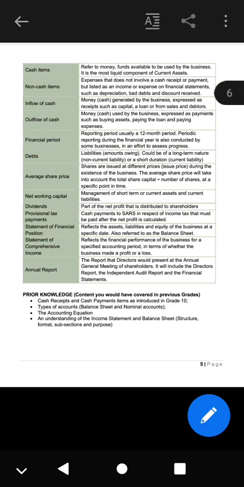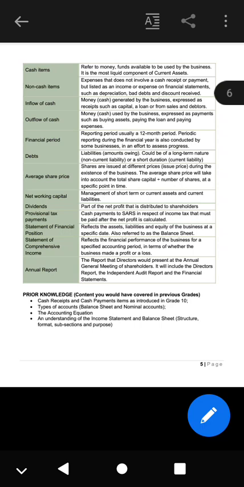Financial period, okay, reporting period, usually a 12-month period. Periodic reporting during the financial year is also conducted by some businesses in an effort to assess progress. A financial year that we'll be looking at in grade 12 anyway is actually 12 months. What are debts? Debts are liabilities, amounts owing, could be of long-term nature, non-current liability, or short-term current liability. Okay, those are debts. We can have loans, we can have mortgage bonds, we can also even have creditors, bank overdrafts. All those are debts.